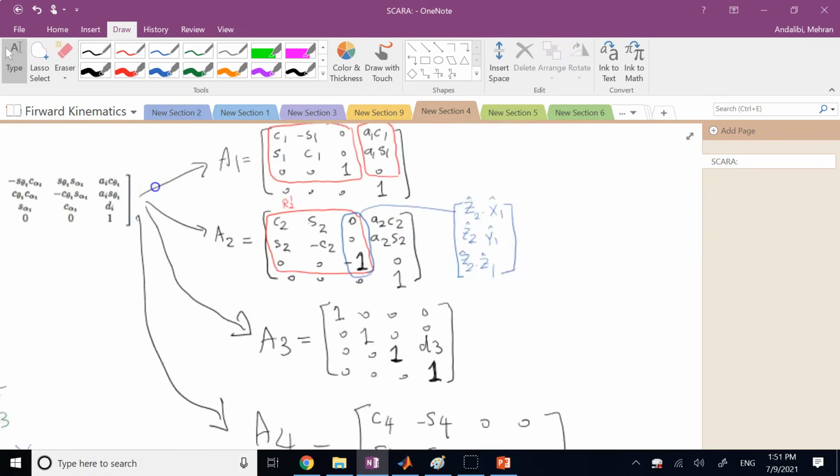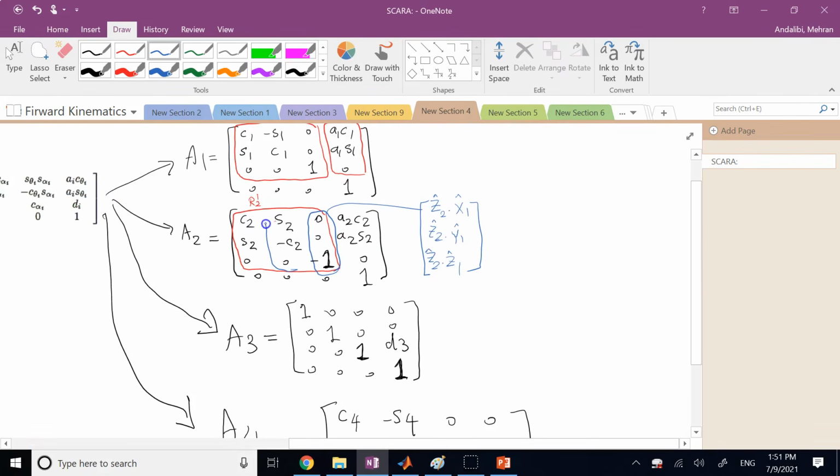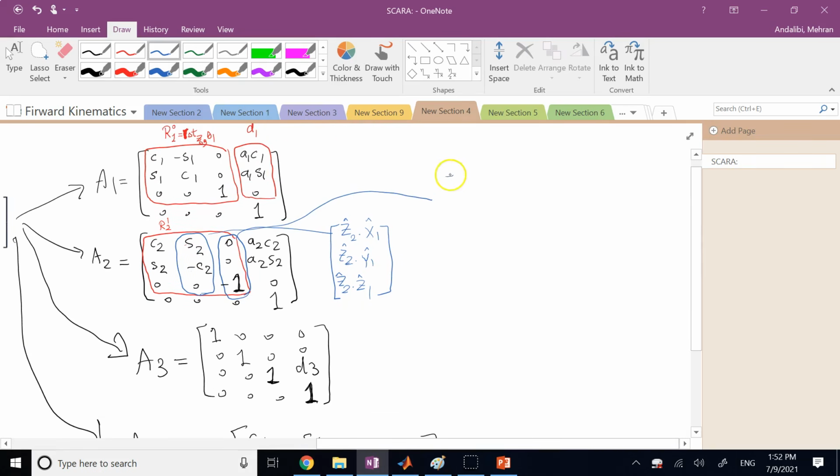But let's see what's going on with this second column here. Does this one make sense? Well, what does that mean? This means Y2 written in terms of X1, Y1, and Z1. It says Y2 has nothing along Z1, but it has sine theta 2 and negative cosine theta 2 along X1 and Y1. Does that make sense?